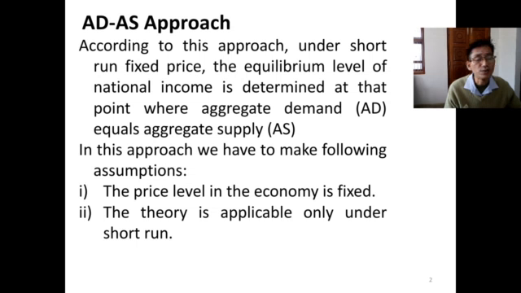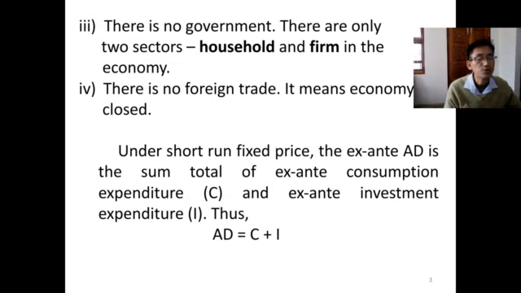In this approach, we have to make certain assumptions. So what are those assumptions? Number one, the price level in the economy is fixed in the short run. The theory is applicable only under the short run. Then the next assumption is there is no government. There are only two sectors, that is household and firm, in the economy. And the next assumption is there is no foreign trade. It means the economy is closed.